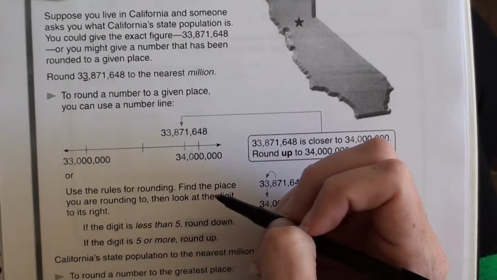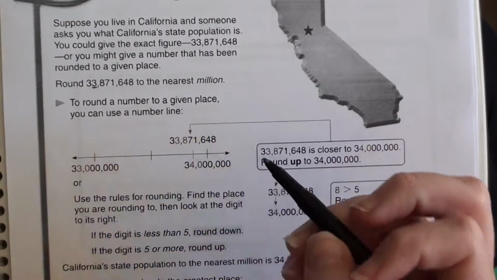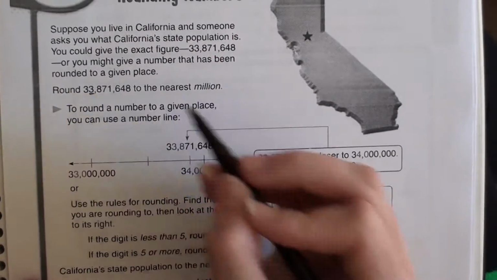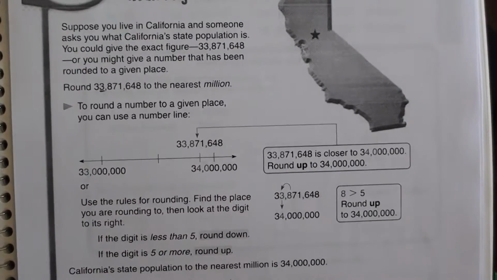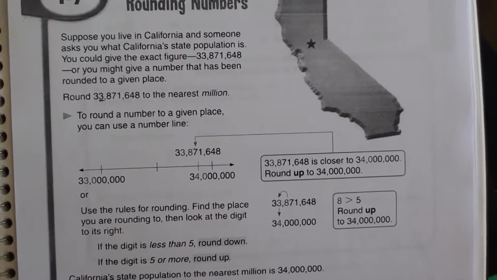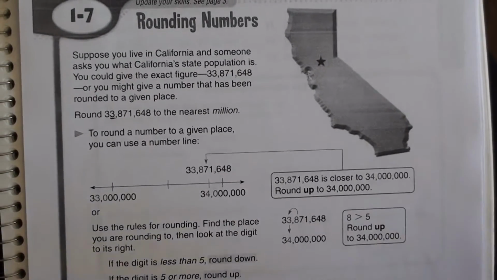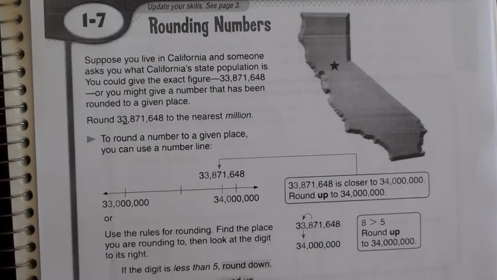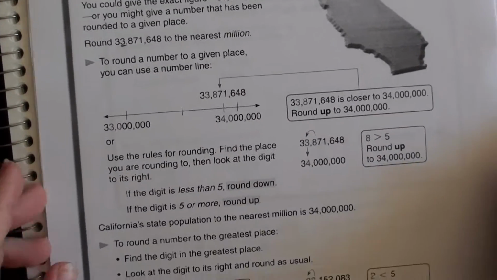If you would like to use the number line, you are more than welcome to. But remember, you don't have to. You can always just look next door. And remember the rhyme. If it's 5 or more, you add one more. If it's 4 or less, you let it rest. You leave it alone. Okay? So let's do a couple of examples together.